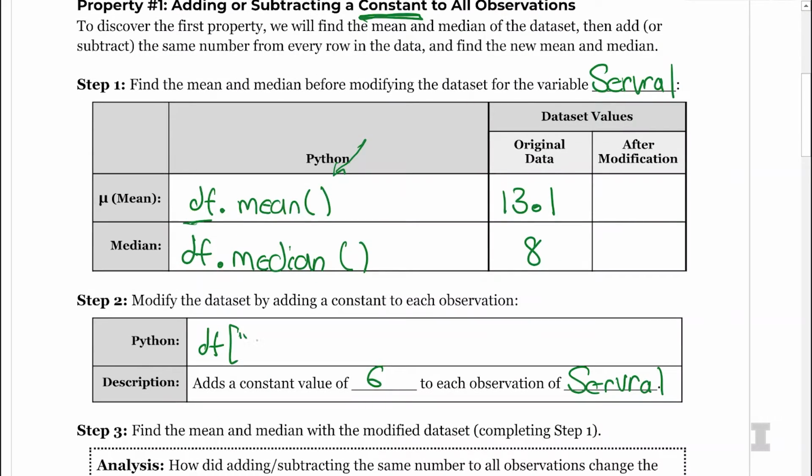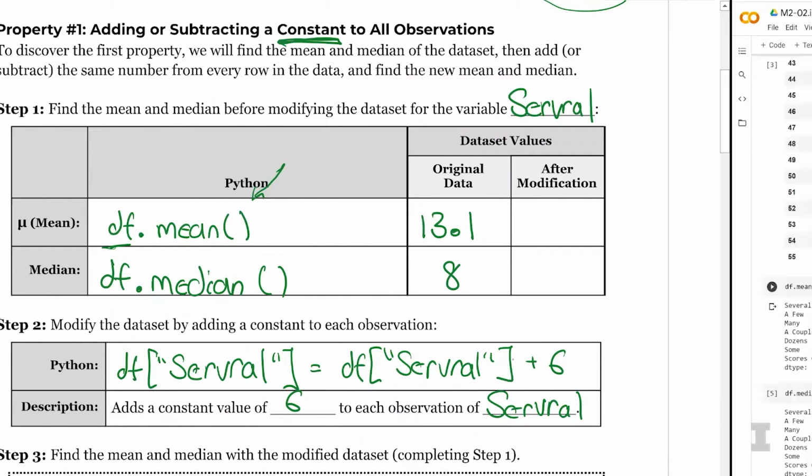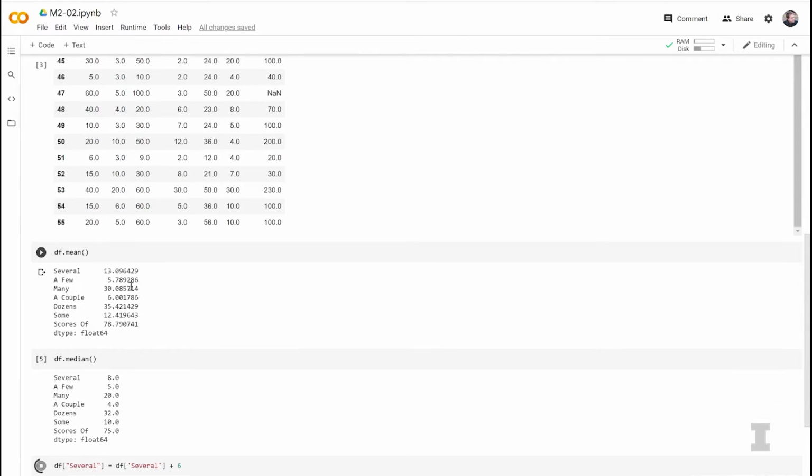So we're going to say df['several'] is equal to the old value of df['several'] plus 6. What this is going to do is, row by row, look at what the old value of several is, add 6, and replace that value. If you run that cell, Python's going to do absolutely nothing. Nothing happened, but behind the scenes it's changed all of those values. Now, can you run df.mean() for me again and see what the mean is?